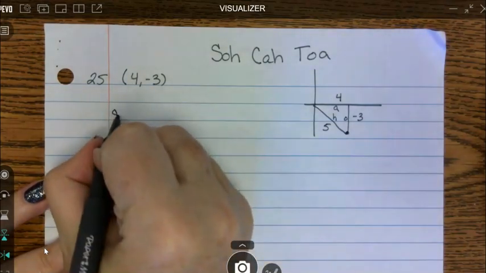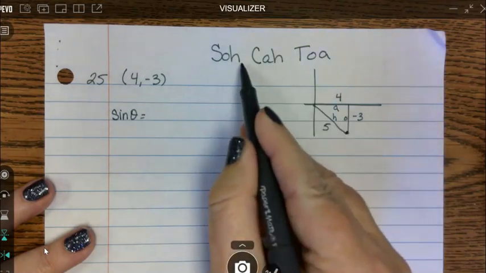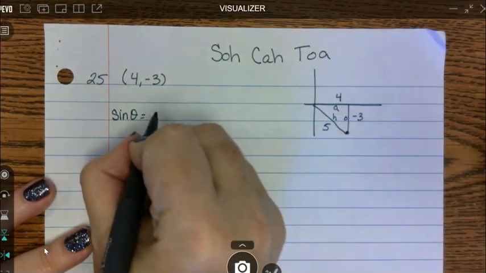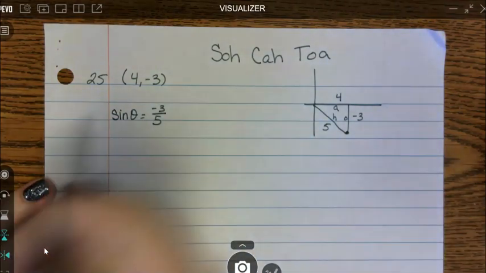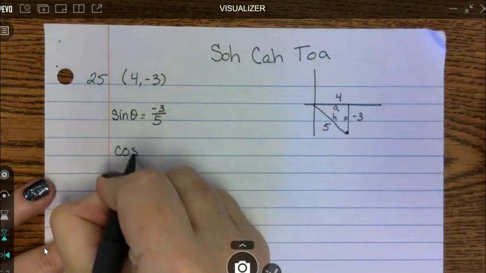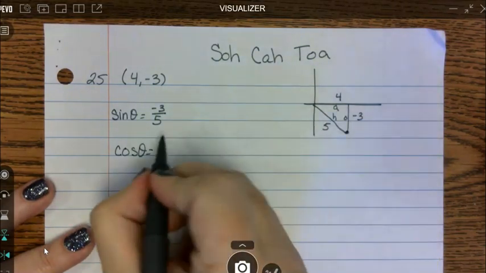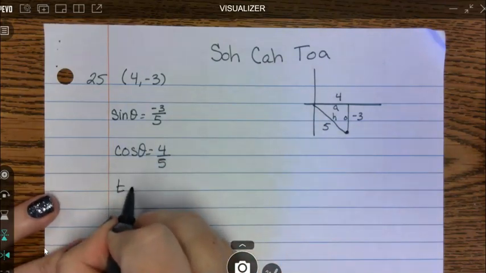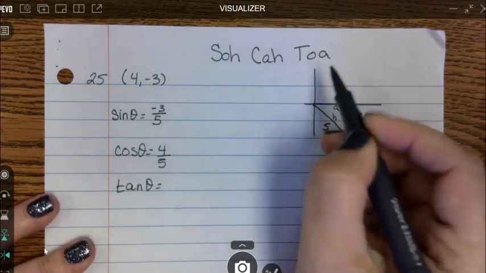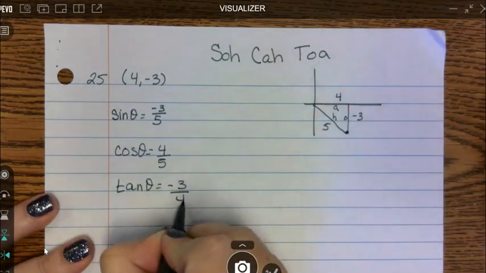Okay, so here we go. Sine, opposite over hypotenuse, so negative 3 over 5. Cosine, adjacent over hypotenuse, so 4 over 5. And then tangent, opposite over adjacent, O over A.